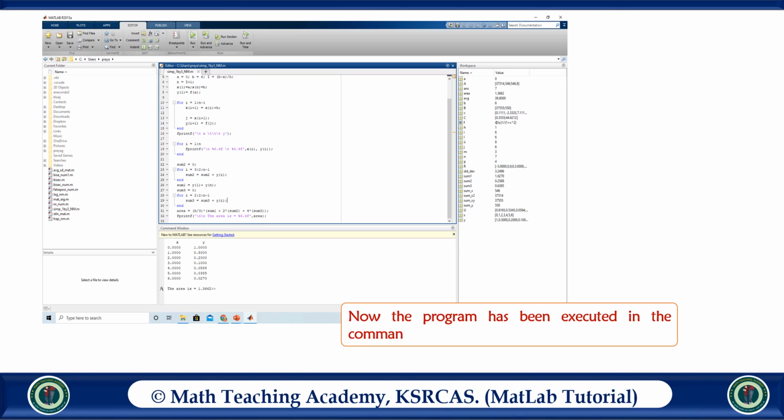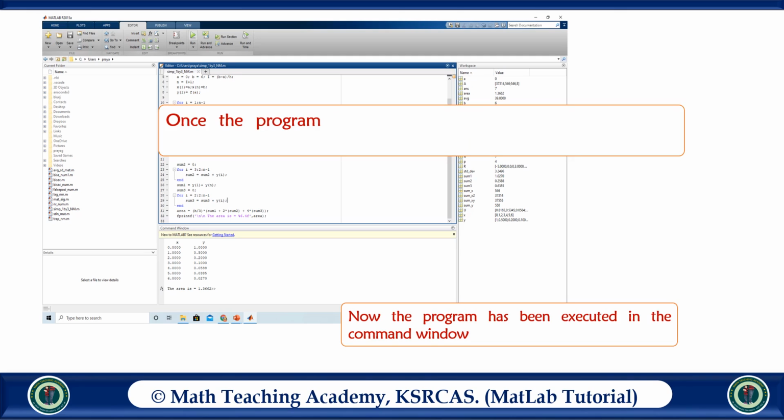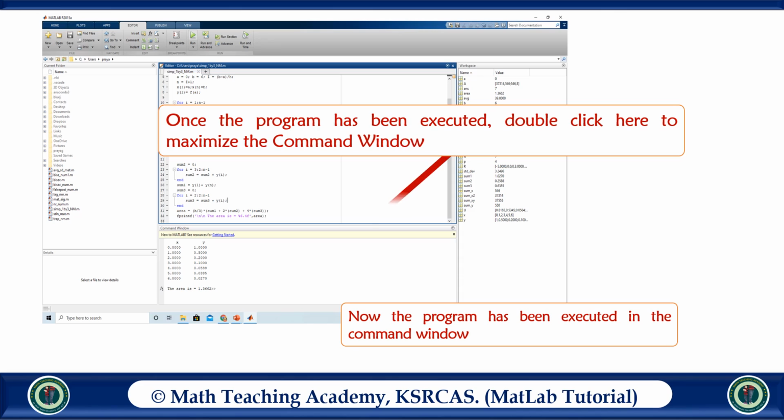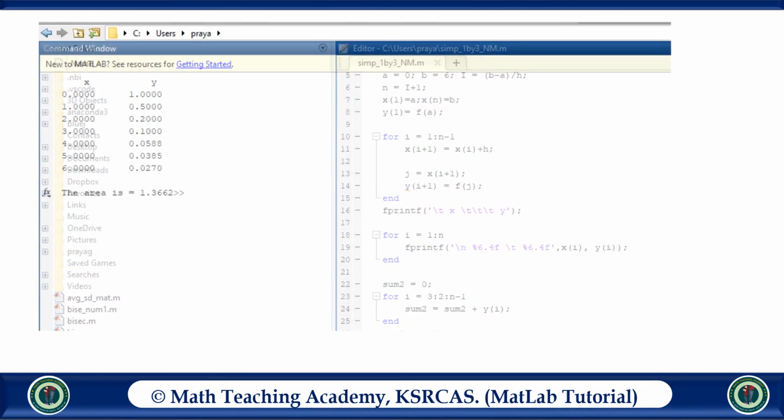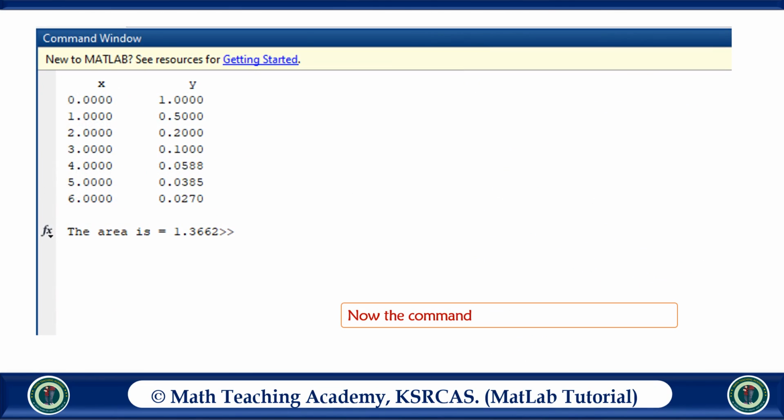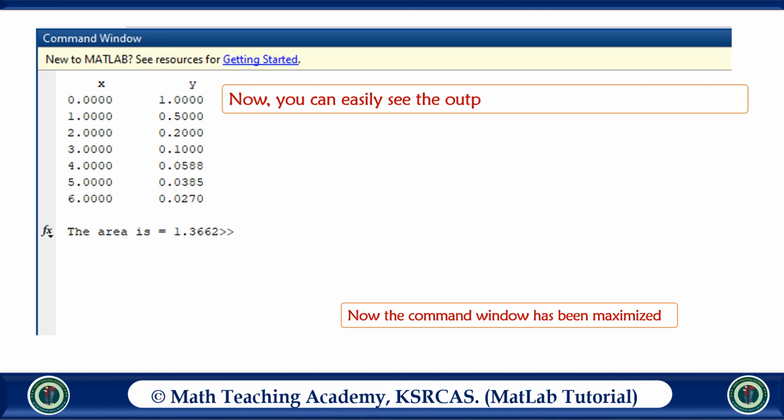Once the program has been executed, double click here to maximize the command window. Now the command window has been maximized. Here you can view the results easily. The area is 1.3662.